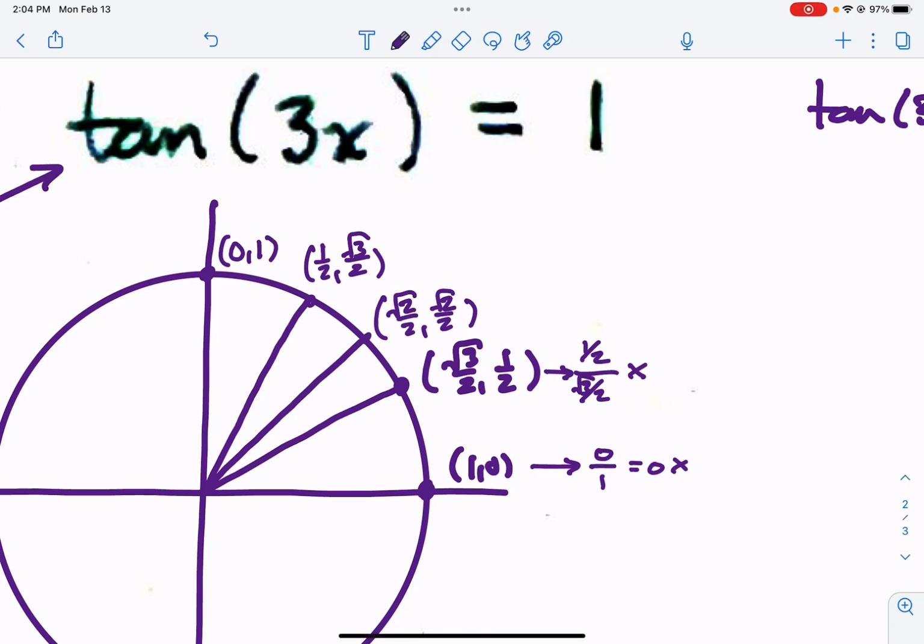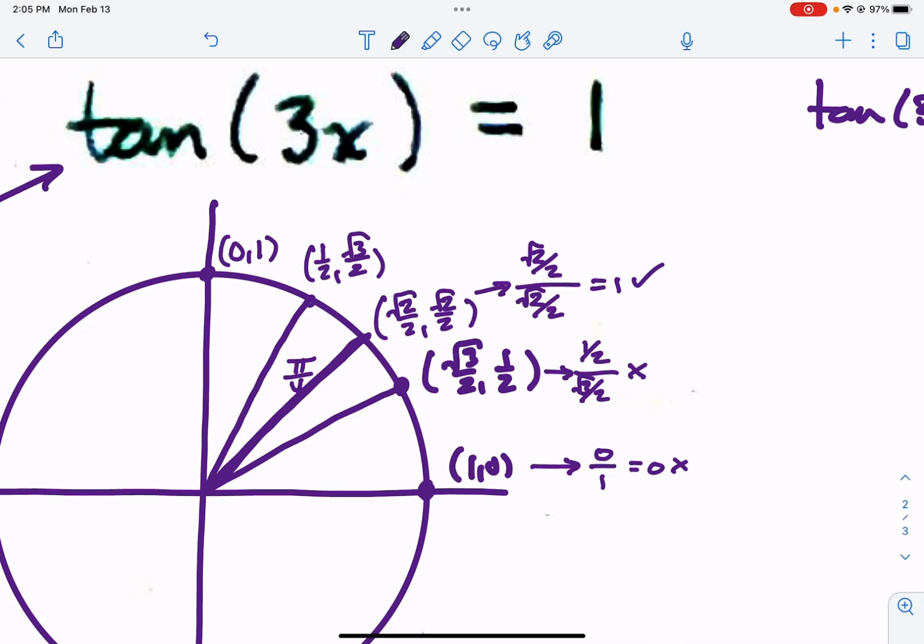All right, let's move on. This one is going to be radical 2 over 2 divided by radical 2 over 2. That is equal to 1. So we found a pretty critical angle here, right? This is pi over 4, right?